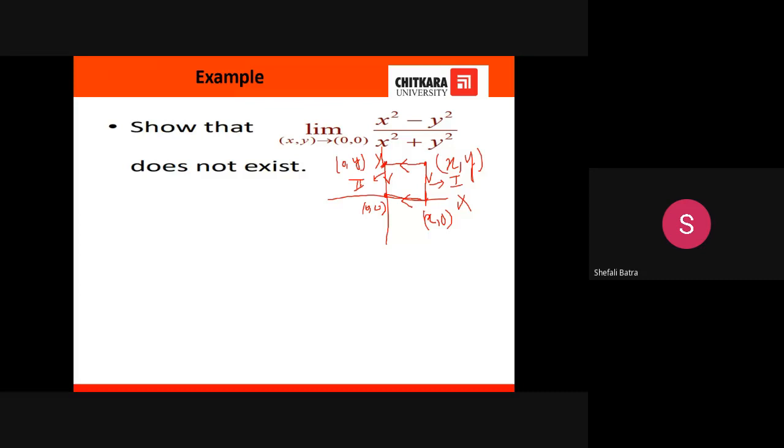Right? Can I move directly along a straight line? Can I move directly from the x, y point to 0, 0 along the path y is equal to mx? Yes or no? Tell me, beta. Can I move directly from the x, y point to 0, 0 through the path y is equal to mx? Yes or no?